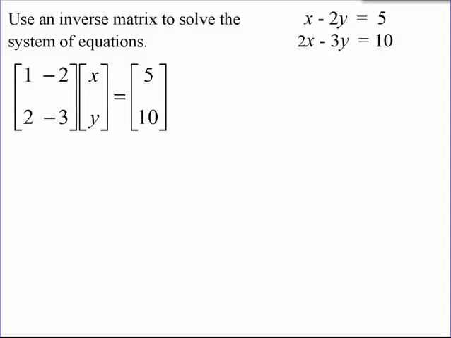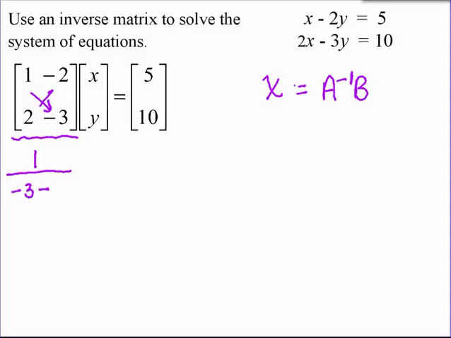If you remember from the slide before, in order to solve this, I know that X is going to equal A inverse times B. Oops, I forgot the inverse sign there. What I need to do here is find A inverse. So the inverse will be 1 over negative 3, because that's the first diagonal, A times D, minus this diagonal, which is negative 4. On that first diagonal I switch spots, so the negative 3 and the 1 switch. On the next diagonal I switch signs, so 2 and negative 2.